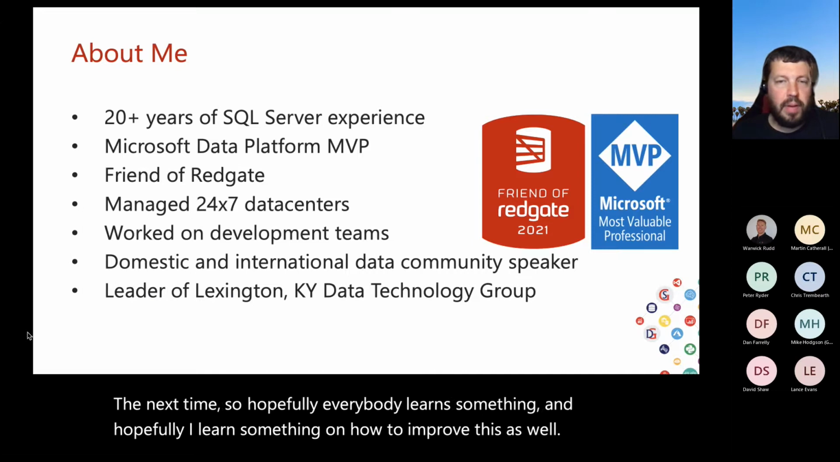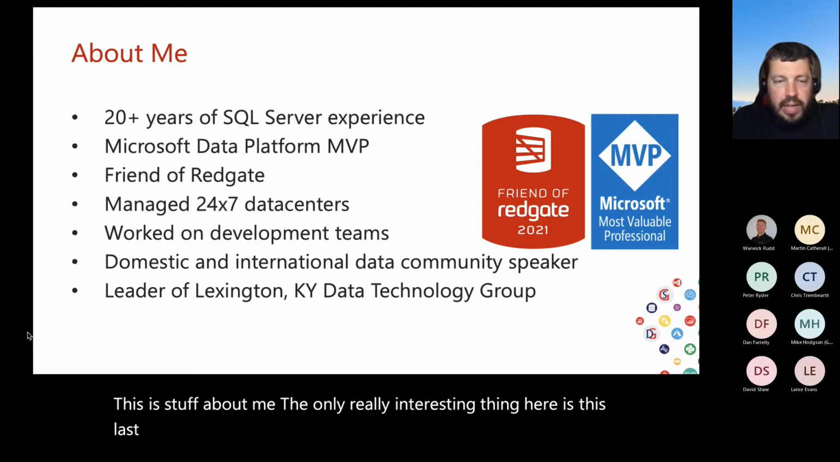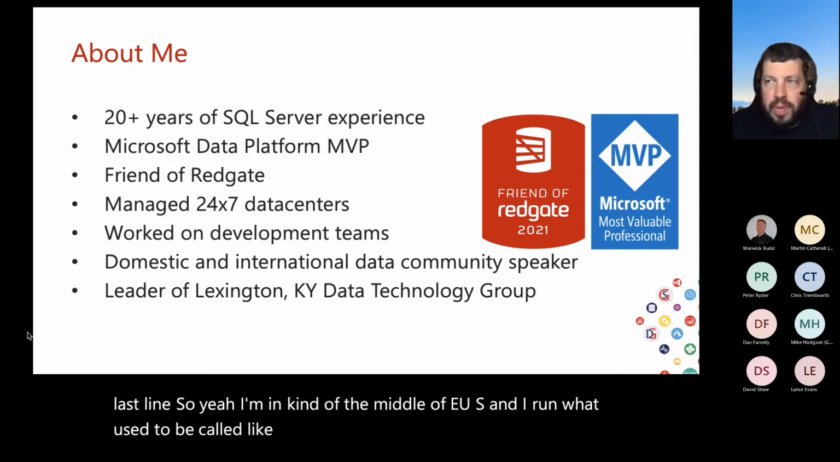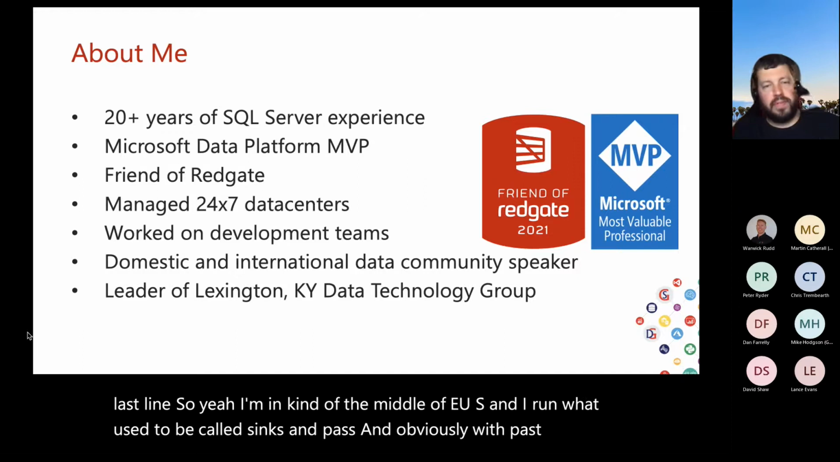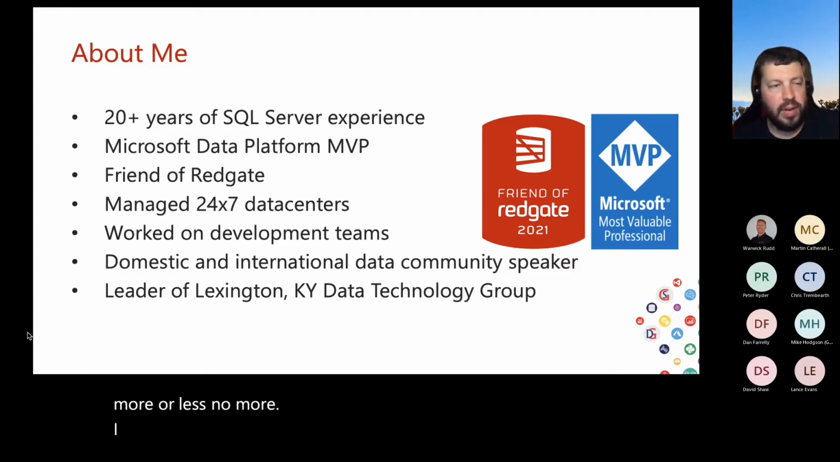This is stuff about me. The only really interesting thing here is this last line. So yeah, I'm in kind of the middle of the US, and I run what used to be called Lexington Pass, and obviously with Pass being more or less no more, I run our user group here.